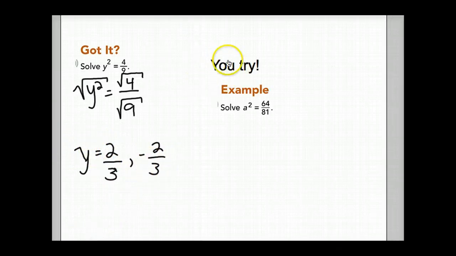So now again, they gave you a huge box to do very little work, so why don't you try this example. Go ahead and write it in your book right next to this one. a squared equals 64 over 81. Go ahead and pause me here, try it on your own, and see if you get the answer correct.